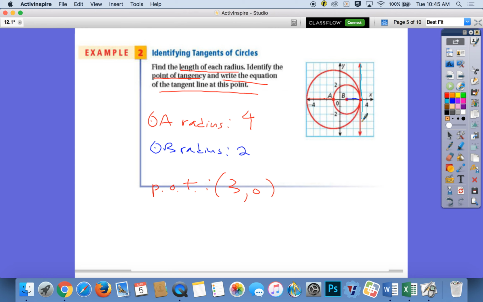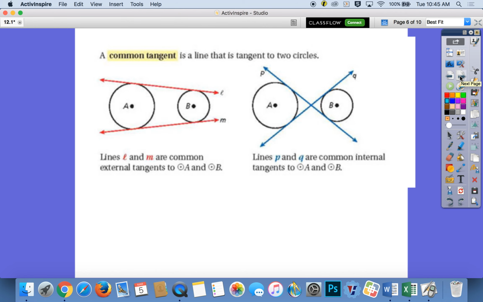And then look at this line. It wants us to write the equation of the tangent line. Okay? Well, what's your equation of your tangent line? Vertical line, x equals 3. So you guys will have some examples like this in your homework. And again, this is just kind of playing around with the terminology here.